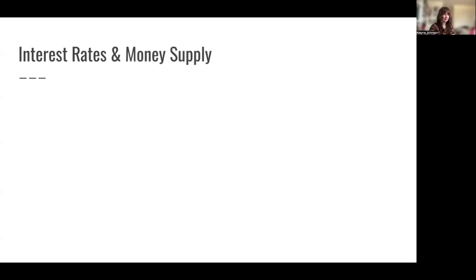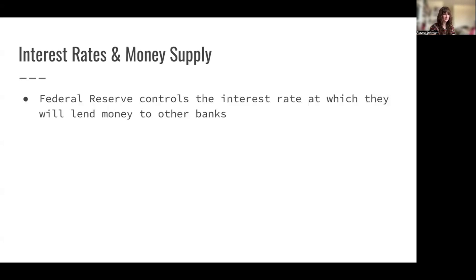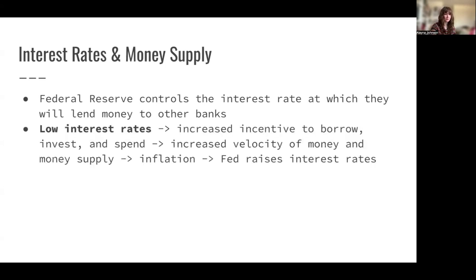So now that we understand this, we can get more into how the government can control the money supply through interest rates. The Federal Reserve controls the interest rate at which they will lend money to other banks, and that becomes the rate at which banks will lend to each other. And this impacts interest rates in the economy at large.